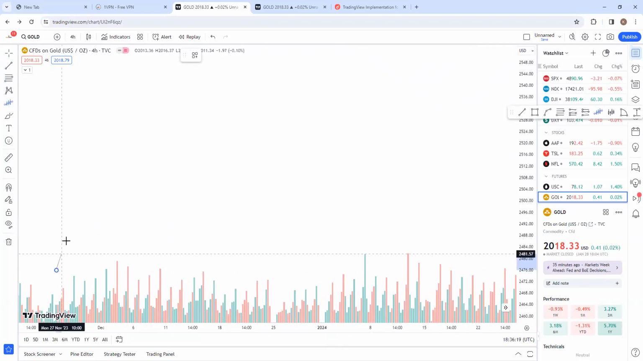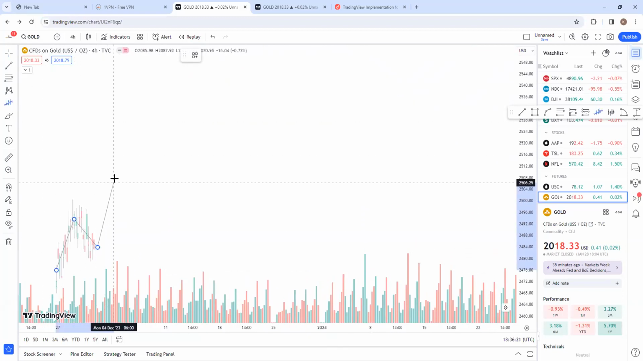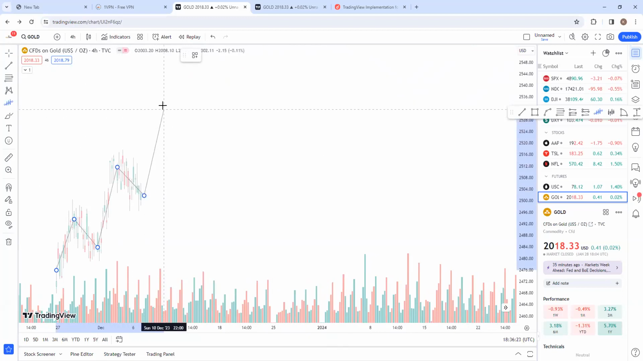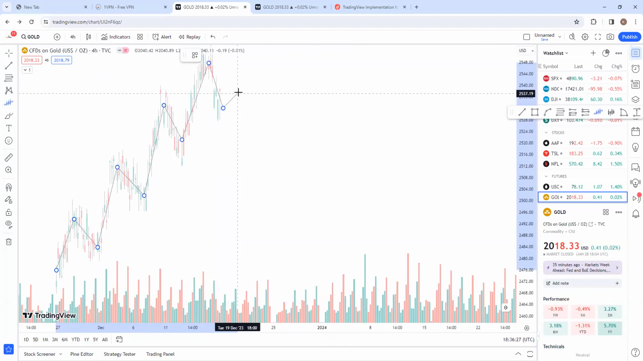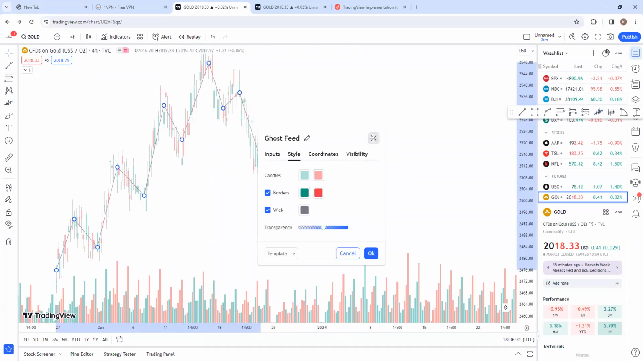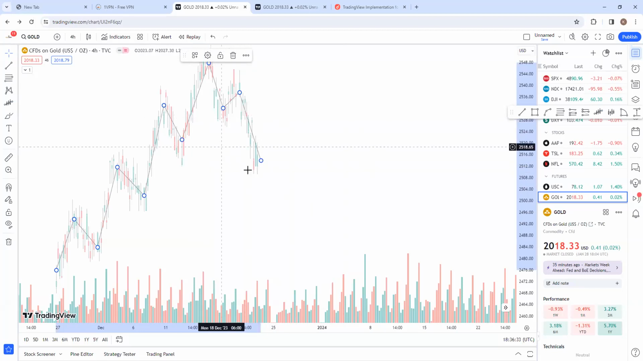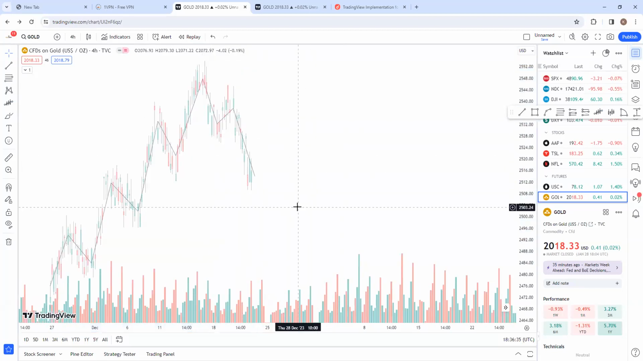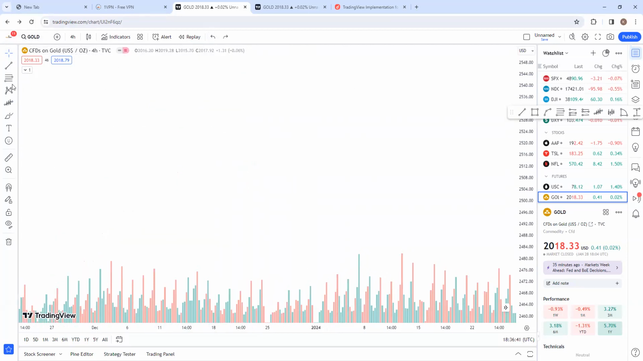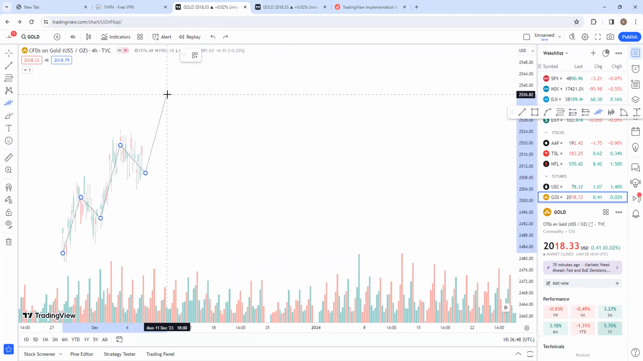So we're in an uptrend, right? We're in an uptrend, highs and lows, highs and lows. There's going to be a time whereby we are going to break structure, right? And there's going to be just that one time.